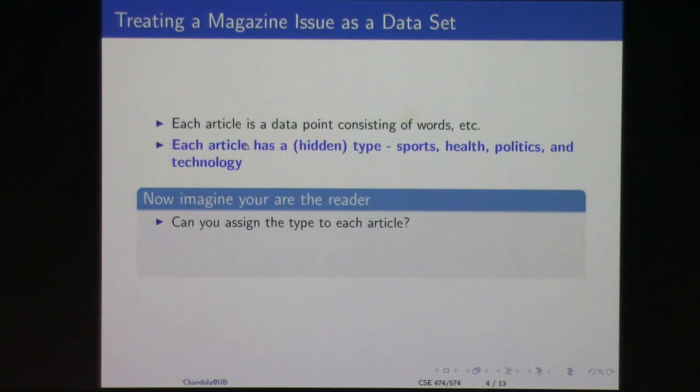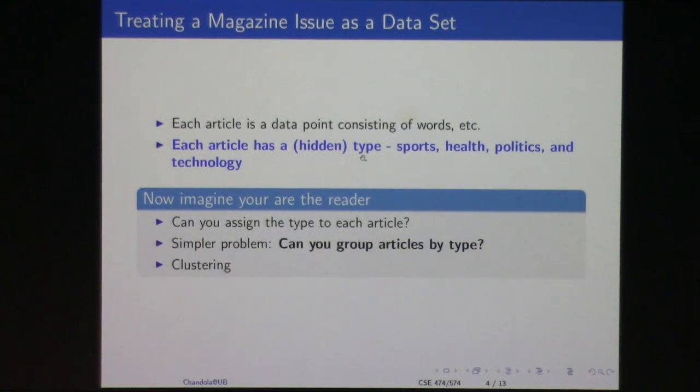So each article has a hidden type or a latent variable associated with it, and now you want to assign the type to each article. So that is sort of the problem of clustering. Can you group these articles by type? Actually, this is a simpler problem because here you're not really going to.